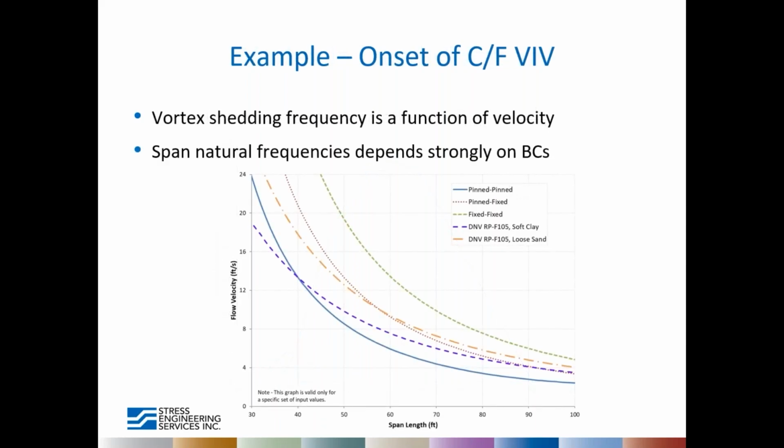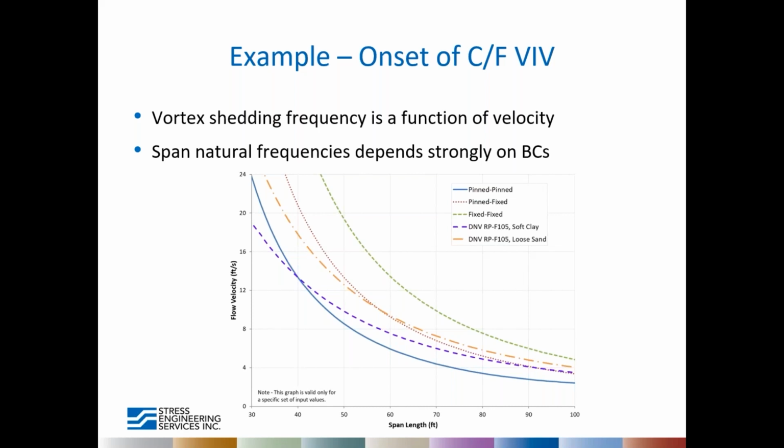Now here's an example showing the onset of cross-flow VIV. On this graph, I plotted the flow velocity versus span length for the onset of cross-flow VIV for some pipe and a number of boundary conditions. So on here, I put pin-pinned, pin-fixed, and fixed-fixed boundary conditions.